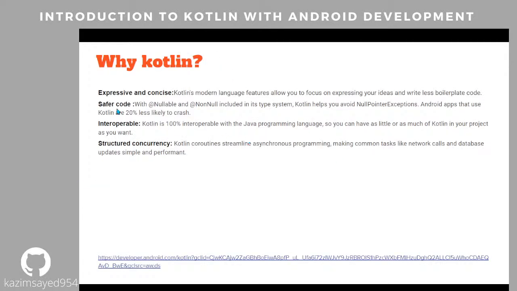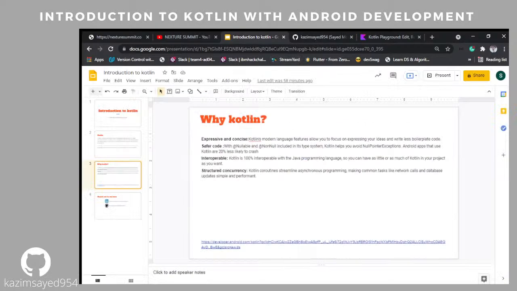So why Kotlin? Basically, it's expressive and concise. Then it's safer code. It's interoperable and has structured concurrency. So let's move to our IDE. I hope that the IDE is visible.